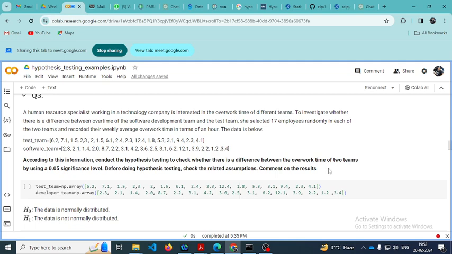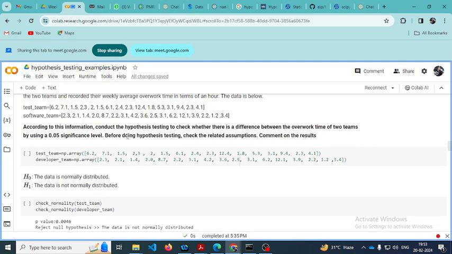She selected 17 employees randomly in each of the two teams and recorded their weekly average overwork time in terms of hours. The data is below. One is the test team, another one is the software team. So these are their working hours. We need to test whether the employees are working overtime in the software development team or the test team. These are two different kinds of data. According to this information, conduct the hypothesis testing to check whether there is a difference between the overwork time of the two teams by using the same level of alpha significance value.